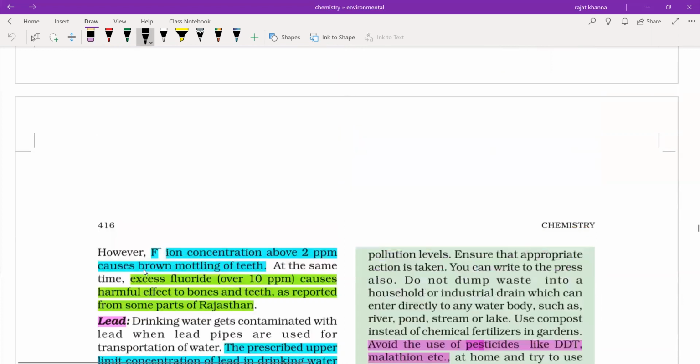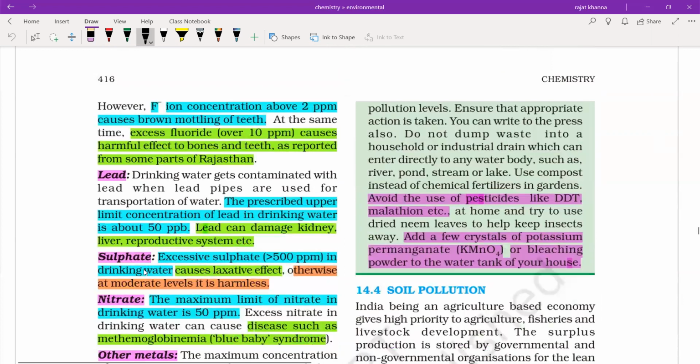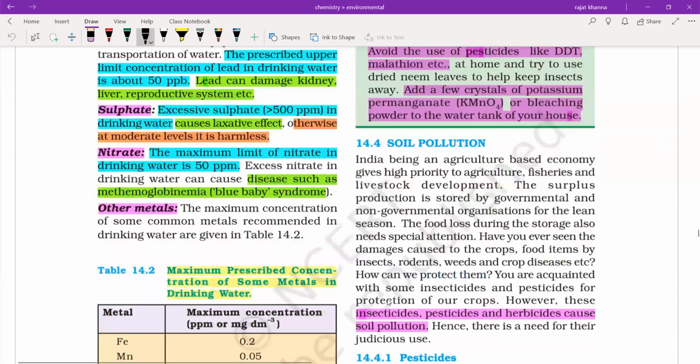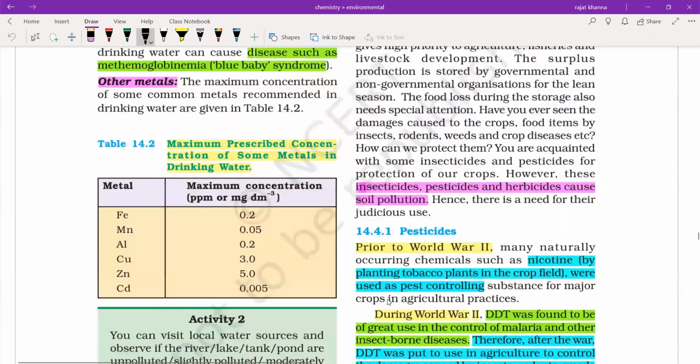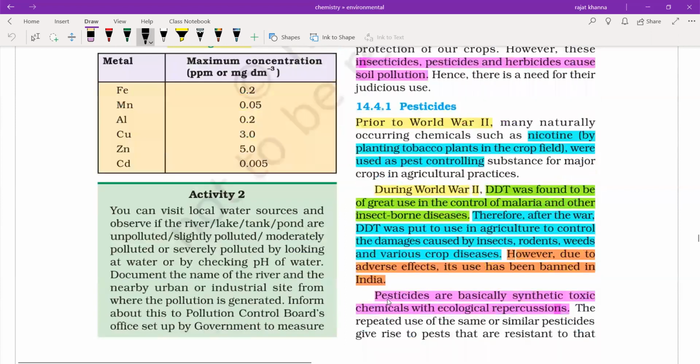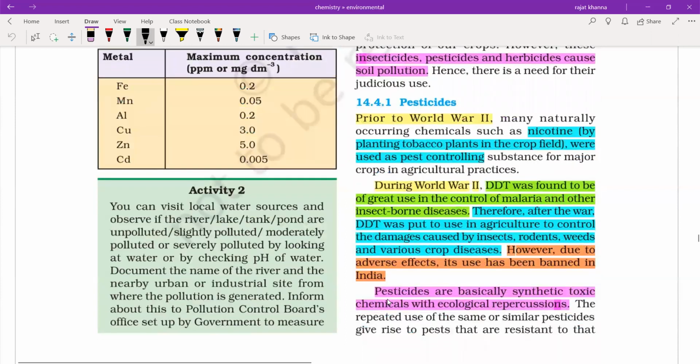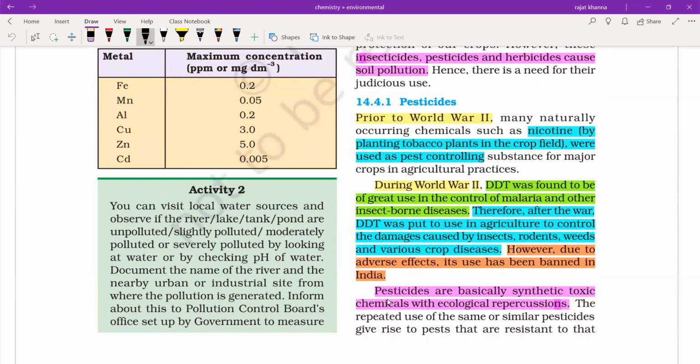Next is, avoid the use of pesticides like DDT and malathion. Add a few crystals of potassium permanganate or bleaching powder to the water tank of your house. Insecticides, pesticides, and herbicides cause soil pollution. Prior to World War II, nicotine from tobacco plants planted in the crop field was used as pest control. During World War II, DDT was found to be of great use in the control of malaria and other insect-borne diseases.